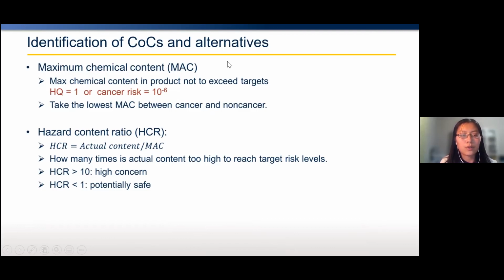And then we calculate a hazard content ratio, HCR, which is the actual content divided by the MEC. It shows how many times the actual content is too high to reach the target levels. So an HCR higher than 10 indicates high concern, and an HCR less than 1 indicates it's potentially safe.